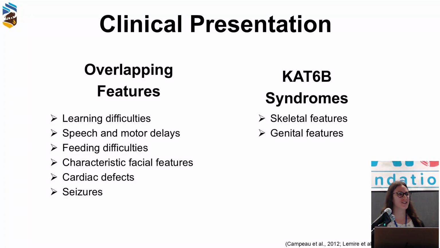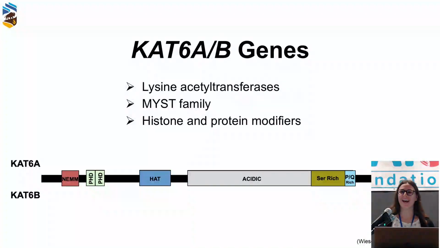Very quickly, the structure of KAT6A and B genes: they are both members of the MYST family of lysine acetyltransferases. They are about 60% identical, and there are multiple different regions, or what we call domains, that are important for the gene and protein function.